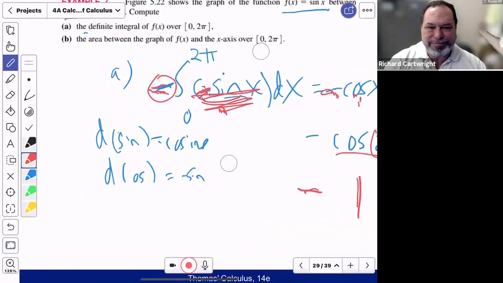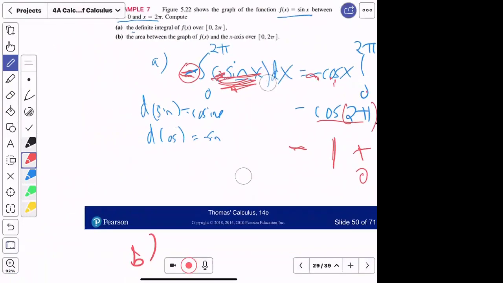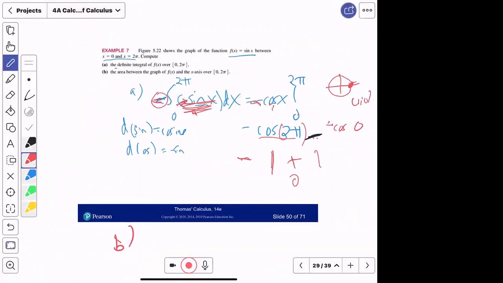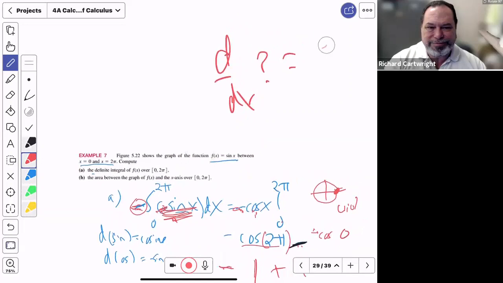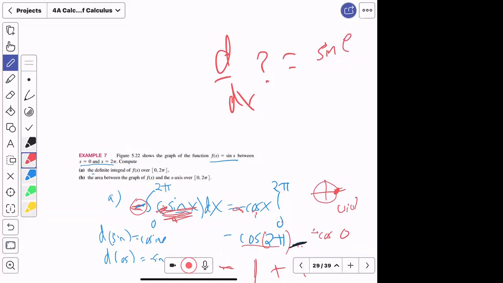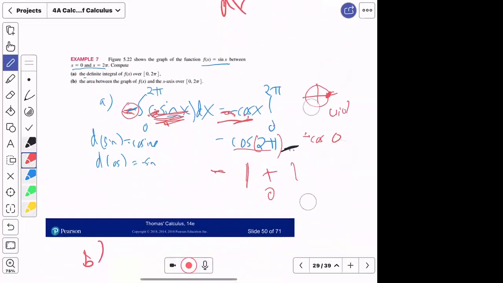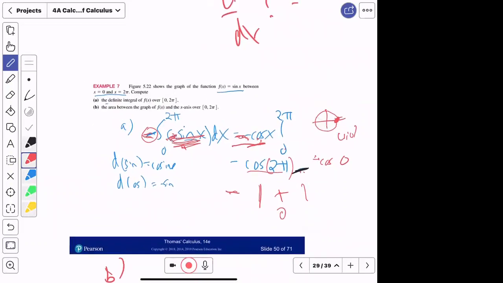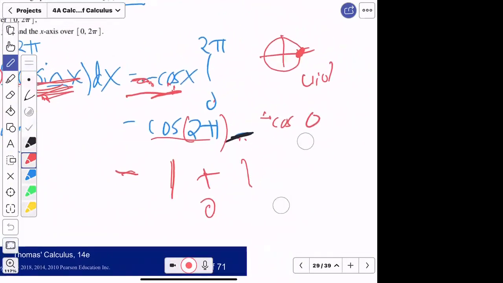B just wants the area between the graph of f and the x-axis. Sorry to interrupt again, but would it be the negative cosine of 0? Well, the derivative of what is sine? Negative cosine. Okay, well then wouldn't it be negative 1 plus negative 1? Because if cosine of 0 is 1, but it has a negative in front of it, wouldn't that make it negative?